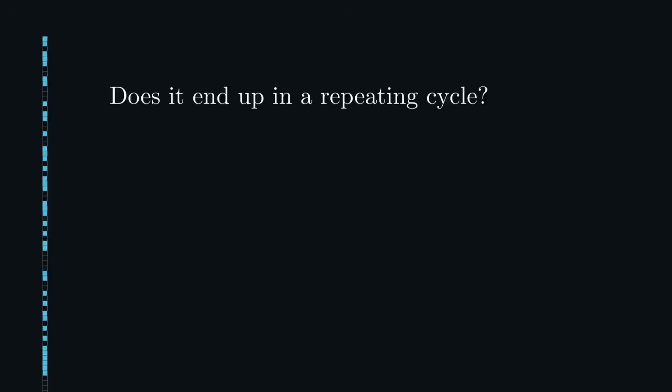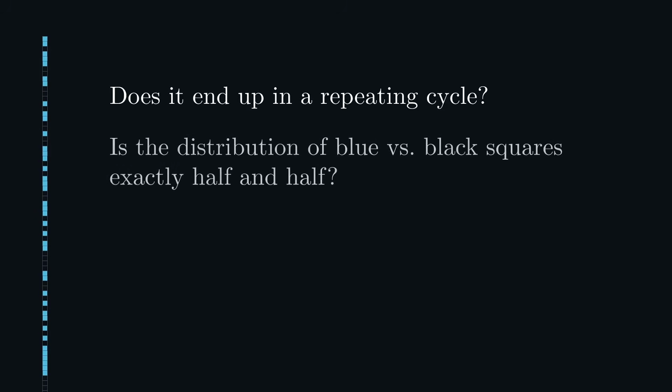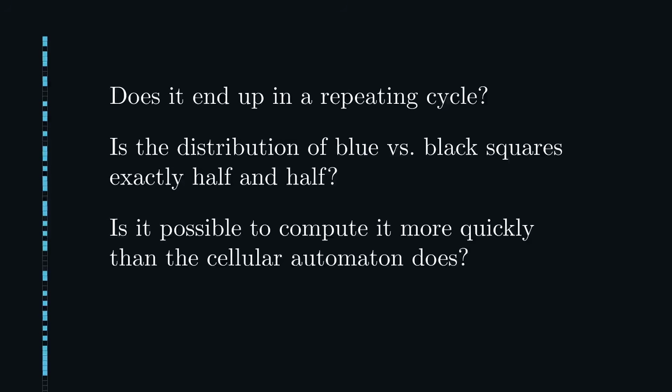Does it end up in a repeating cycle? Probably not, but no one knows how to prove it. Is the distribution of blue versus black squares exactly half and half? Again, this seems to be the case, but we don't know how to prove it. And is it possible to compute it more quickly than the cellular automaton does?